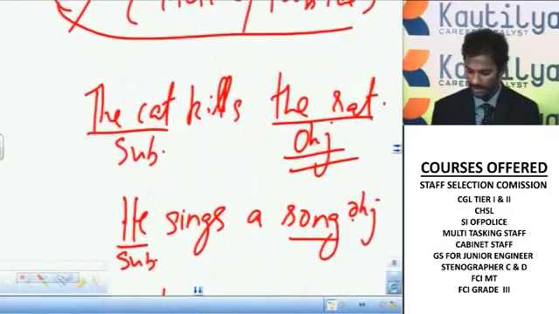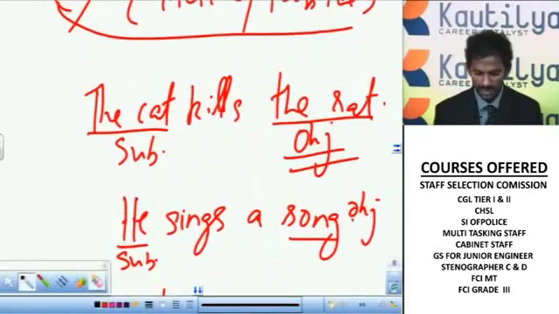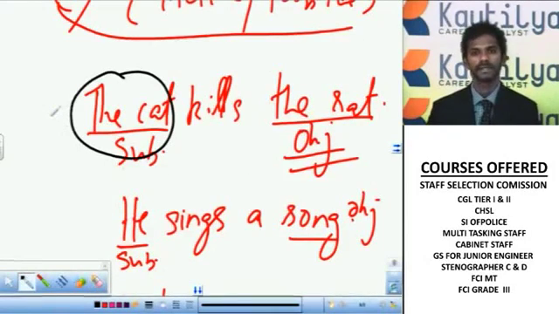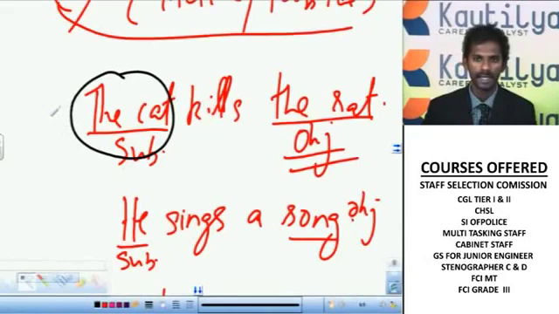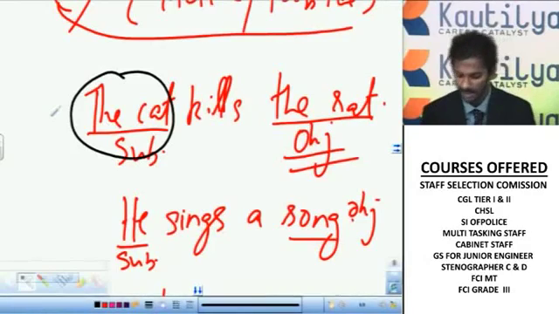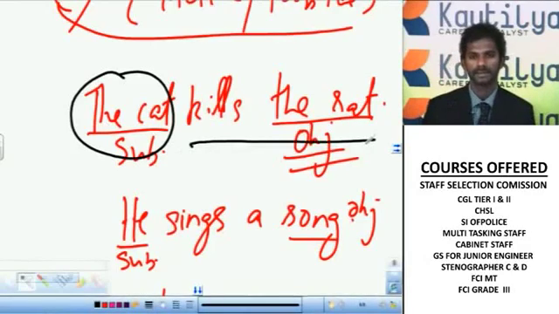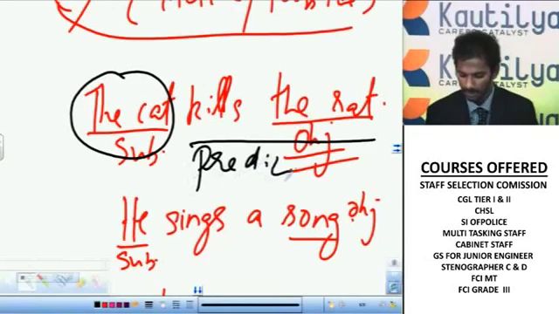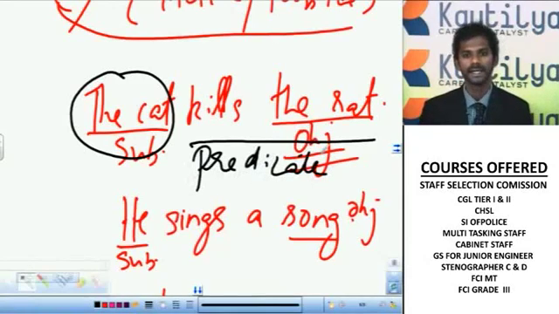The cat kills the rat. The cat is the subject here. As I said, what is said about the subject is called the predicate. Now, in this sentence, what is said about the cat? What is said about the subject, that is the cat, in this sentence is kills the rat. So, kills the rat is termed as the predicate, because that is what is said about the subject.